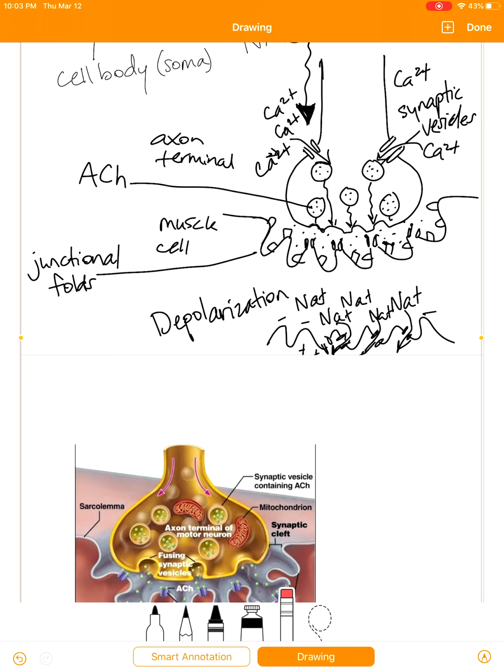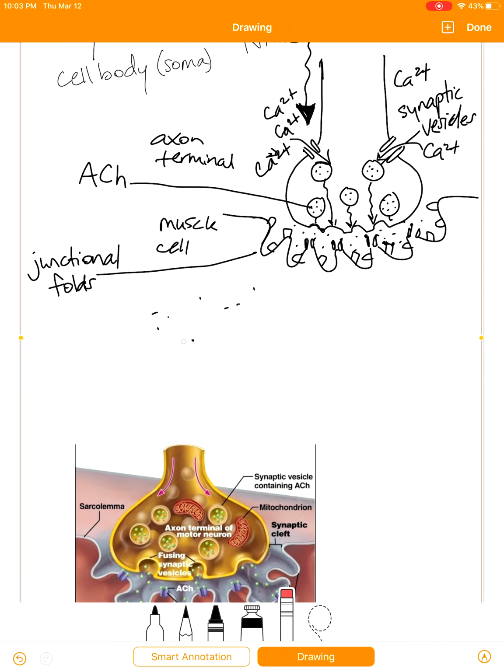Now, after we are done with the contraction, what needs to happen to all of this acetylcholine that's hanging out in this synaptic cleft up here? Remember, that's what's making the channels open, right? That's what's making the depolarization happen. So what do we need to do with that acetylcholine? We got to get rid of it, right? If we don't want our muscle to contract anymore, we got to get this acetylcholine out of here so we're not stimulating it anymore. And so there are a couple ways we can do this.